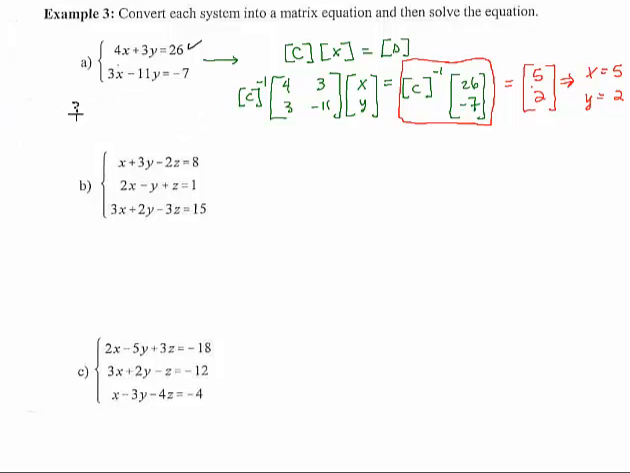Alright, 3 times x, which is 5, minus 11 times 2. Does that equal negative 7? Well, we have 15 here, minus 22. And the difference between 15 and 22 is 7, and it's negative because the 22 is bigger, so that one checks out. So this is the solution to the system.